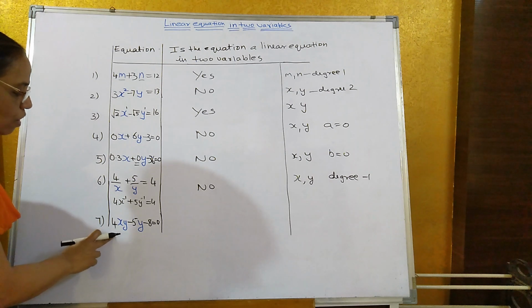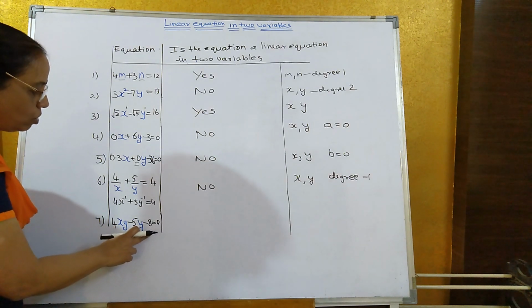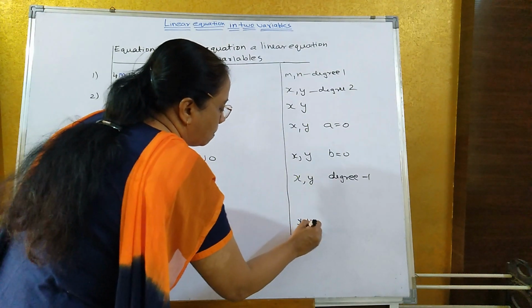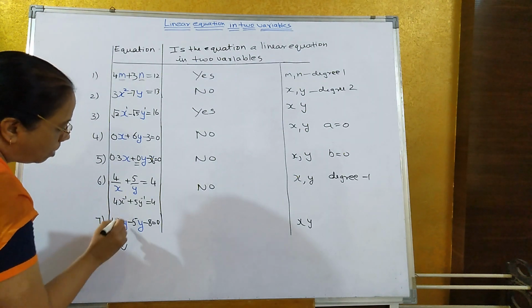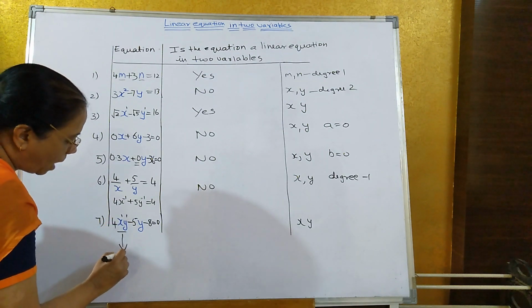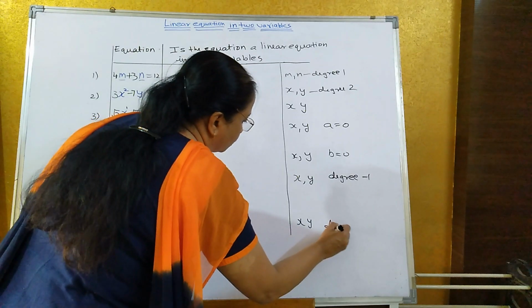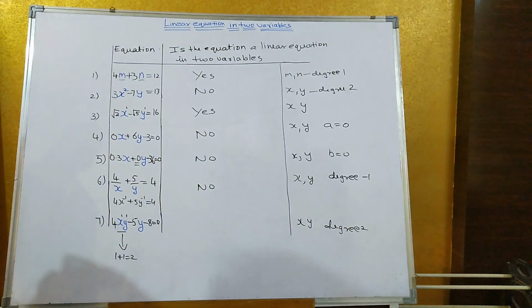See the last one, 4xy minus 5y minus 8 is equal to 0. Here also there are two variables x and y. But the degree of this is what? The degree of both is 1 and 1. So when you add both of them, you get what? 2. So degree over here is 2. Therefore, it is not a linear equation in two variables.